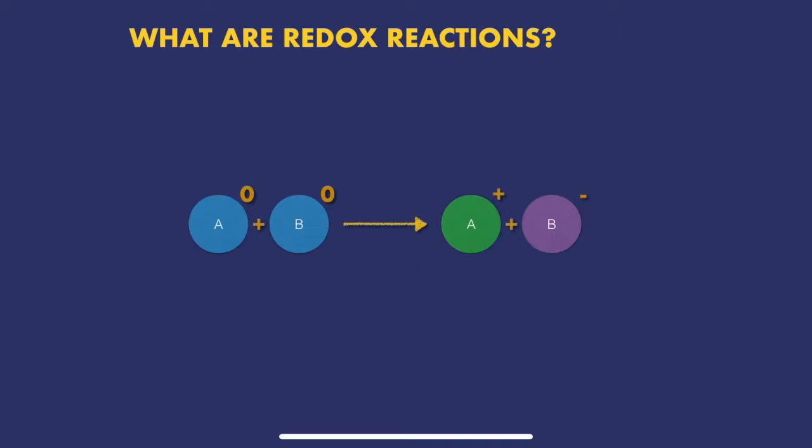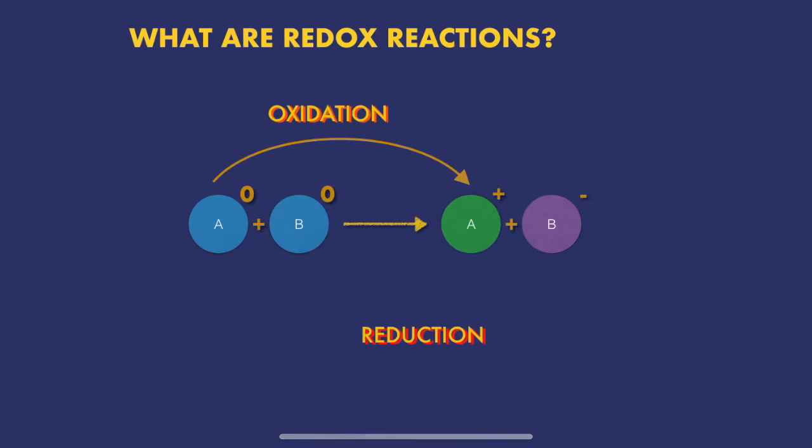As we can see from its name, redox involves two reactions, reduction and oxidation. One substance is oxidized, which means that it loses electrons. On the other hand, the other substance is reduced, which means that it gains electrons.